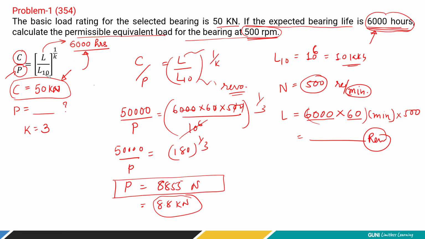The basic load capacity, the dynamic capacity, is how much? It is 50 kilonewton. But in actual practice, the equivalent load we can apply under the 6,000 hours expected service life by rotating the bearing at 500 RPM is 8.8 kilonewton, if we want our bearing to work for 6,000 hours, right? Under the given conditions.